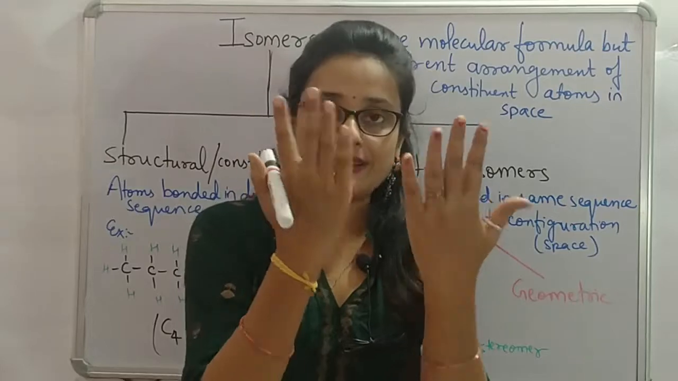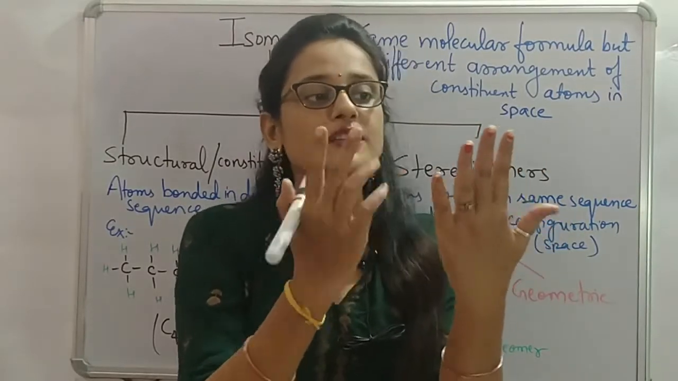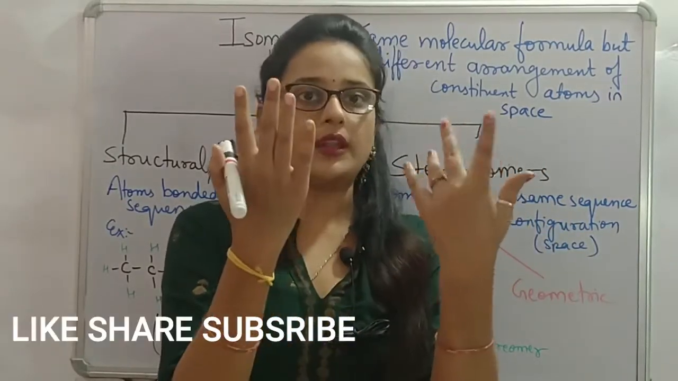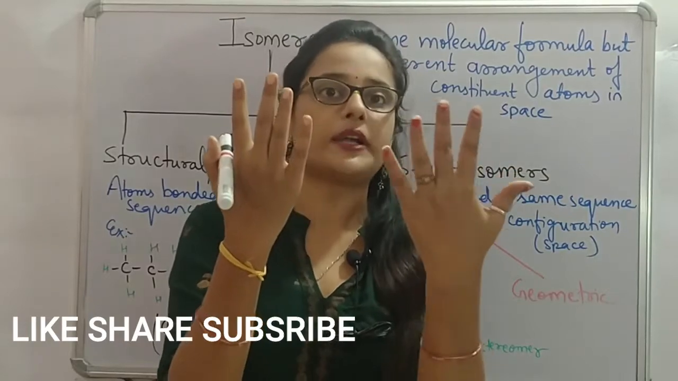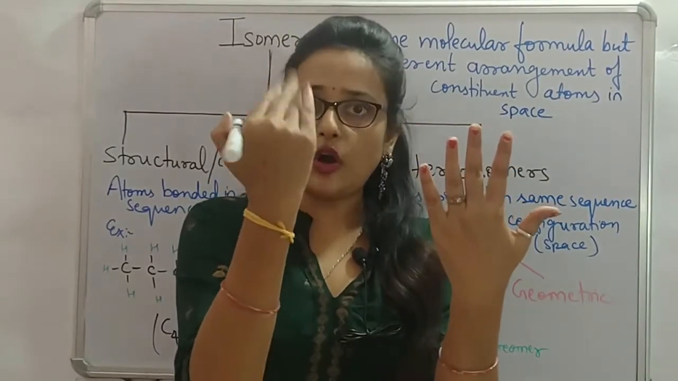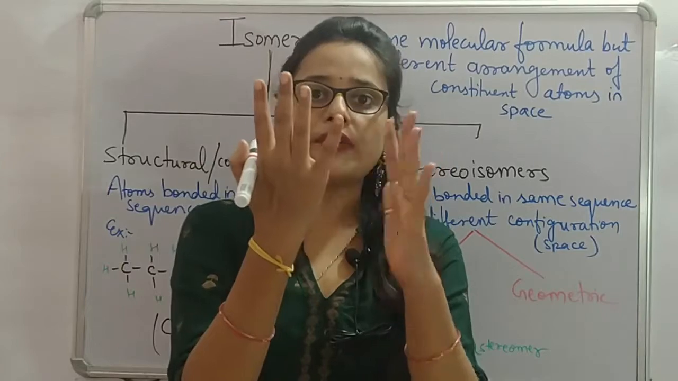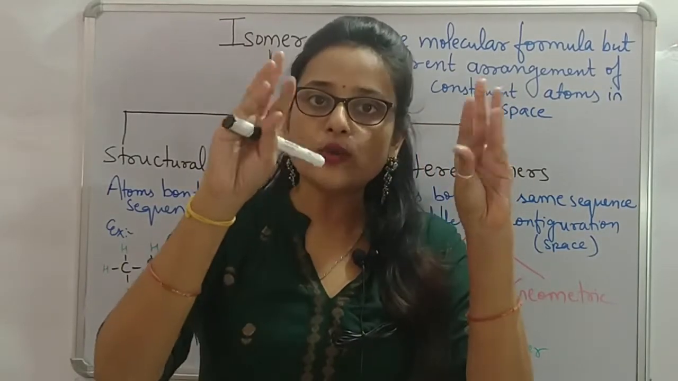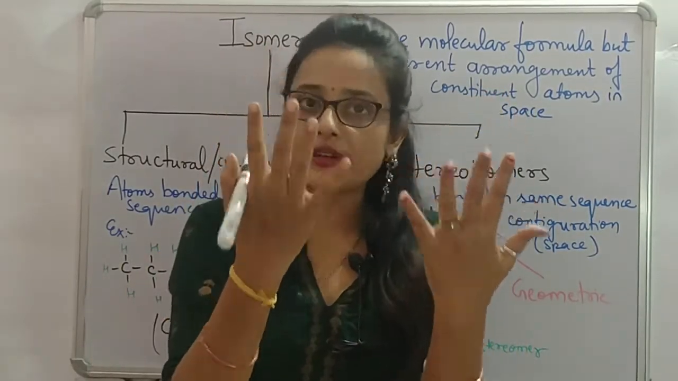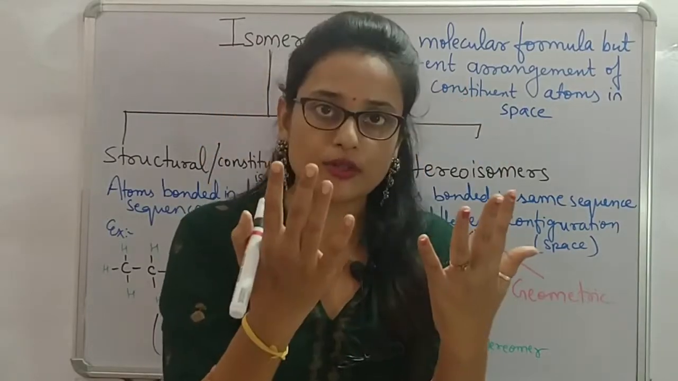But when you look at your hands in this way, the first finger over here is the index finger. The first finger is the index finger when I look at my hands like this. But of this hand, the first finger is the little finger. So the arrangement of the constituent atoms of both these compounds is different. So these both are isomers.